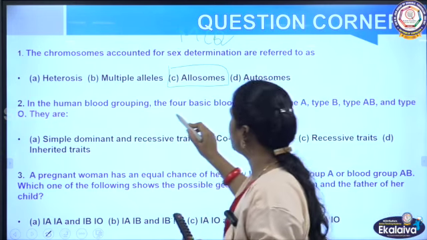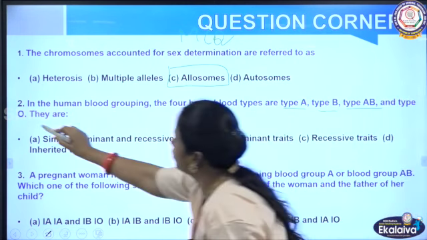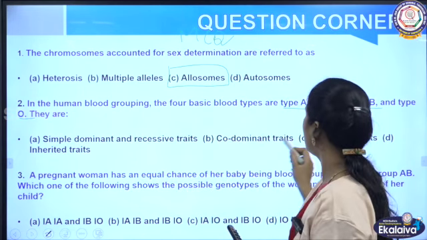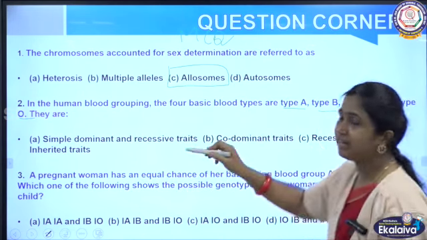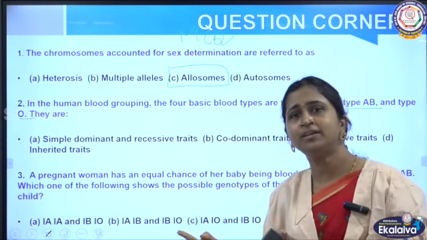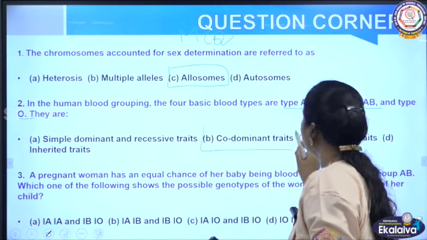In the human blood grouping, the four basic blood types are A, B, AB and O. Are they simply dominant and recessive traits, codominant, recessive or inherited? Repeatedly I was using a word: one is dominant over the other, one is dominant over the other. It is nothing but codominant.